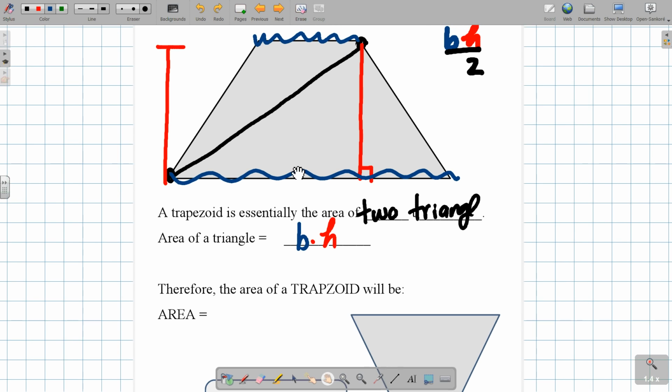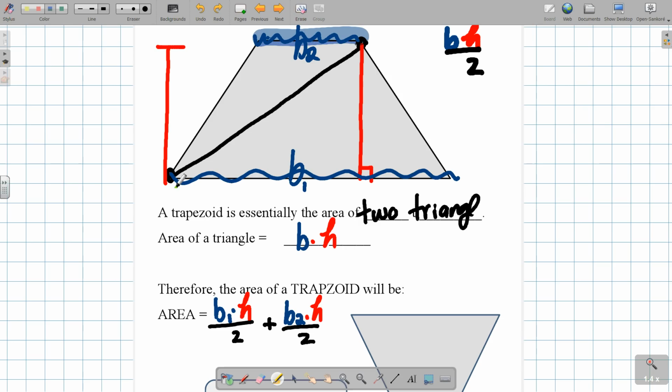So the area of that triangle, it's essentially 2 triangles. Watch very carefully. We'll call this down here base 1, base 2. It's base 1 times the height over 2 plus base 2 times the height over 2. The only thing is we have 2 different bases. We have 2 different triangles. There's one, there's the other.